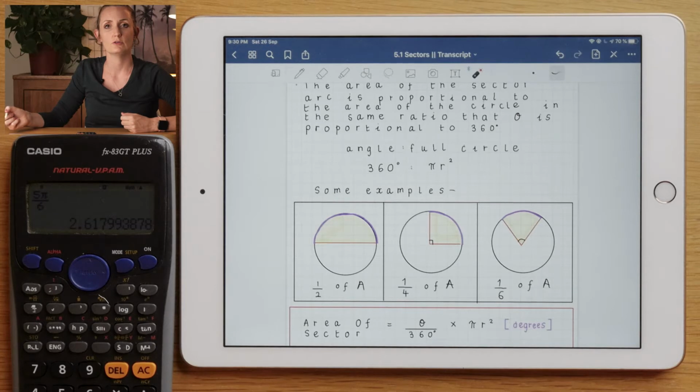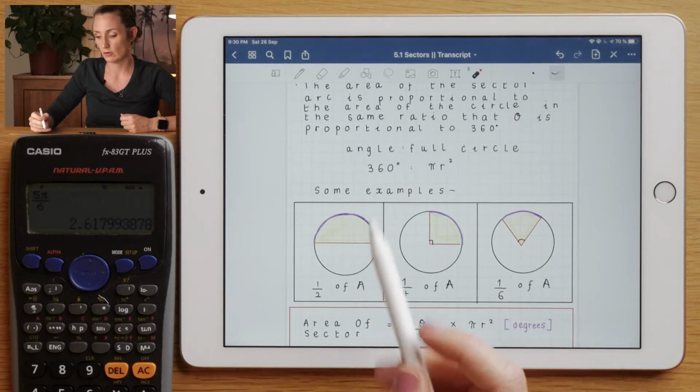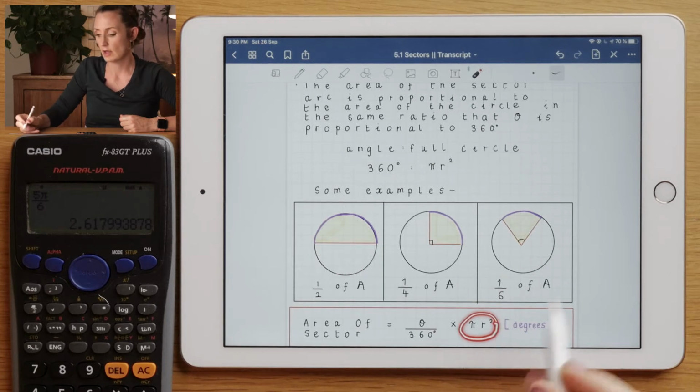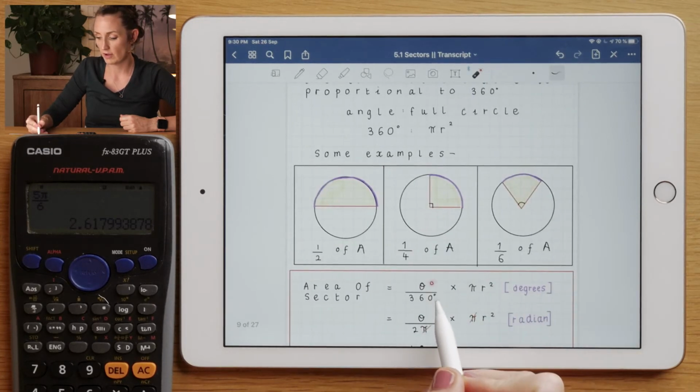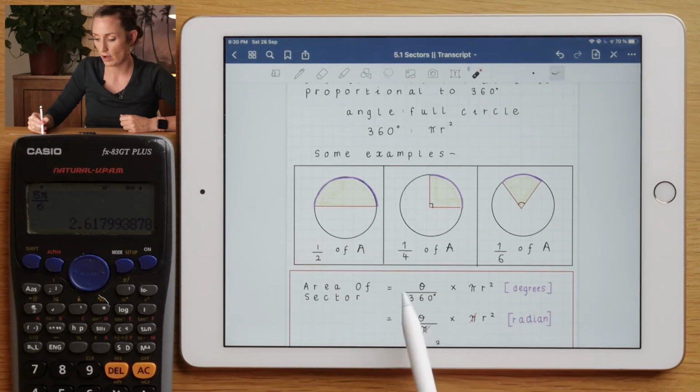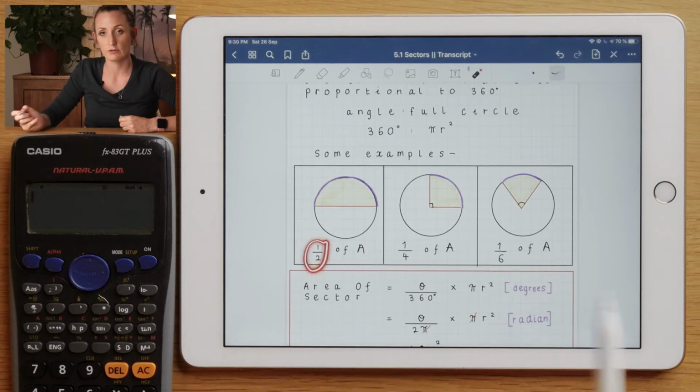So what you do is you take the area for the full circle. The area for the full circle is pi r squared. And you multiply that by theta divided by 360. For example, to get a half, we would know that it would be 180 divided by 360, which would cancel down to be a half.